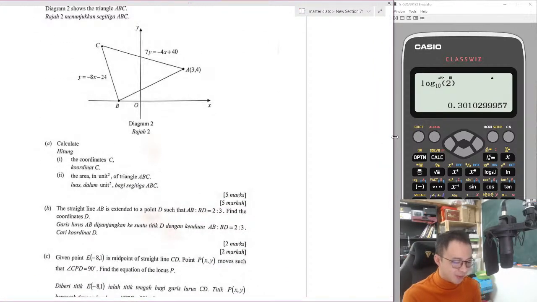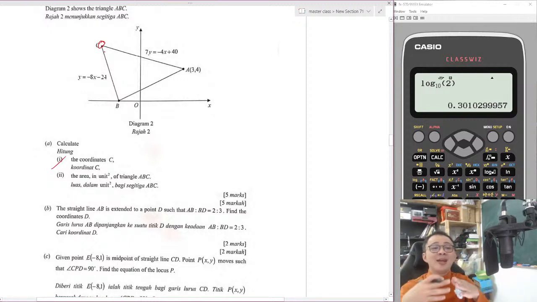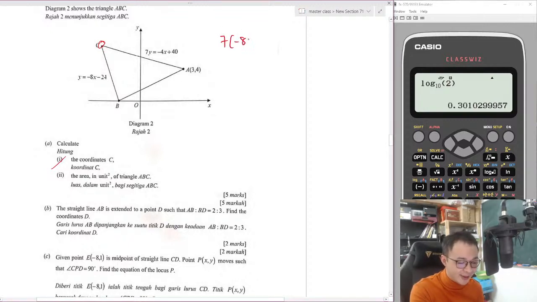Okay, coordinate geometry. Part C is a bonus mark because in coordinate geometry, you want to find the intersection point, which is where these two lines intersect. Just substitute one equation into another equation. So what we will do right now is substitute y into the other equation. So 7y is negative 8x minus 24 equals negative 4x plus 40.